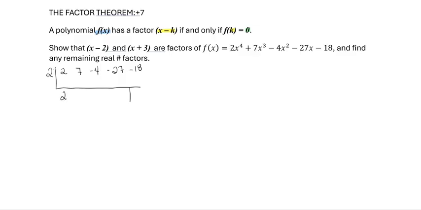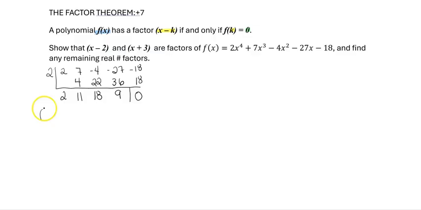Okay, I'm going to do synthetic division by dropping down my 2. 2 times 2 is 4. 4 plus 7 is 11. 2 times 11 is 22. Negative 4 plus 22 is 18. 2 times 18 is 36. Negative 27 plus 36 is 9. 2 times 9 is 18. And negative 18 plus 18 is 0. So yes, in fact, 2 is a 0 of that polynomial. Therefore, x minus 2 is a factor.